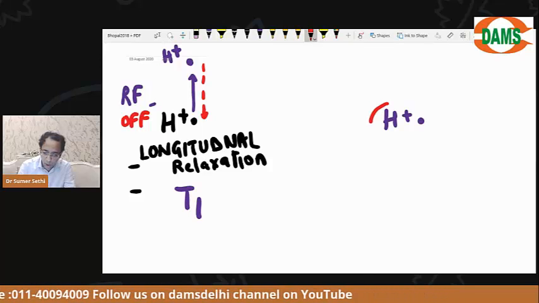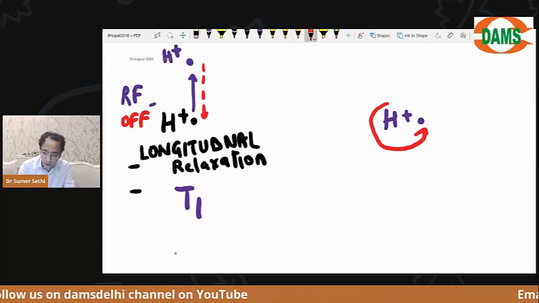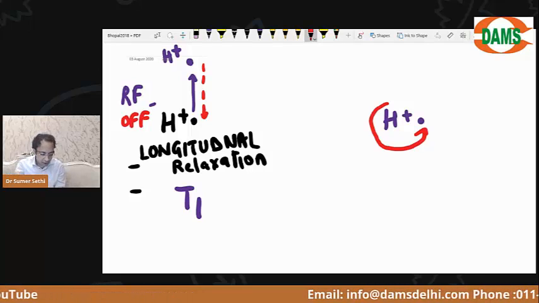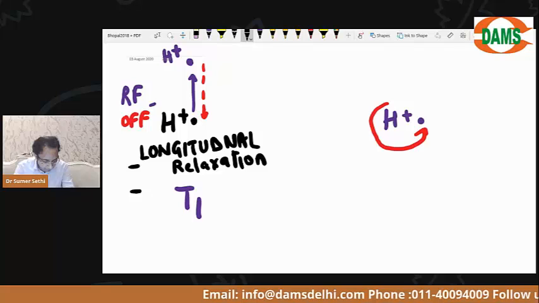Hydrogen ions in our body are not static. They are actually spinning around their own axis. So now listen to me.